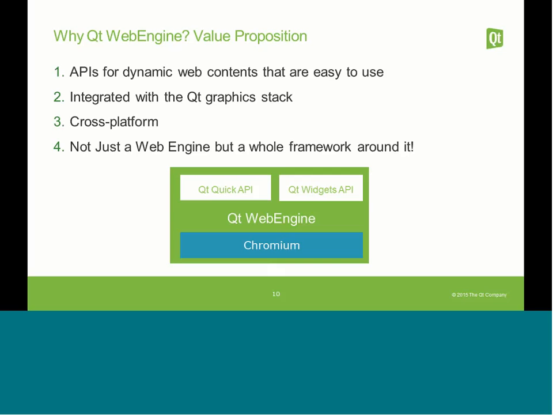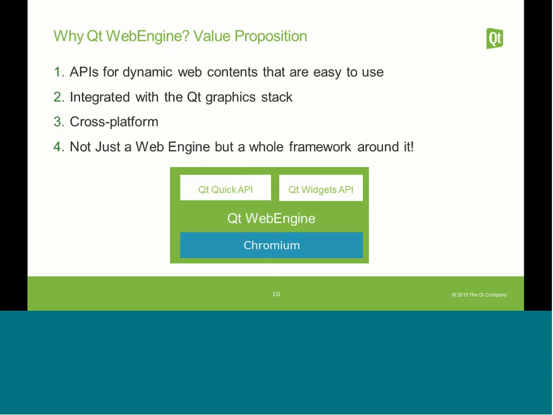So Qt Web Engine gives you convenient Qt Quick APIs and Qt Widget APIs for integrating HTML5 contents into your user interface. But the nice thing with this integration is that it's fully integrated with the Qt graphics stack. So it's not only just showing the HTML5 contents, but you can integrate it with OpenGL shader effects, with Qt graphical effects. You can embed Qt Quick native controls or Qt widgets on top of it and interact with the rest of your application.